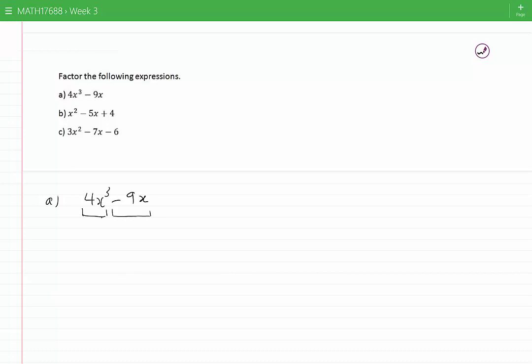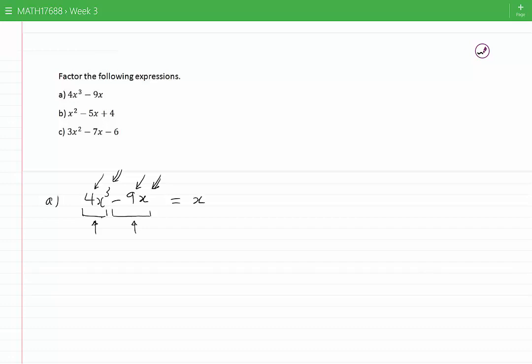In these two terms, 4 and 9 have only 1 in common as a common factor. However, x cubed and x have an x in common. Therefore, I will factor this common factor from both expressions. From the first term and from the second term, from each I will factor an x.